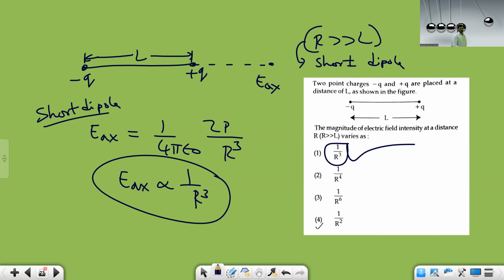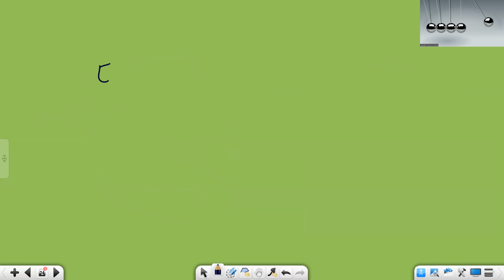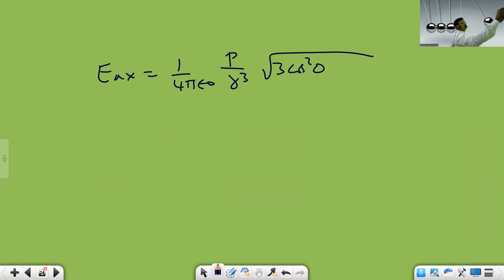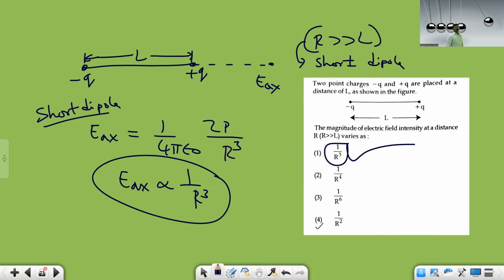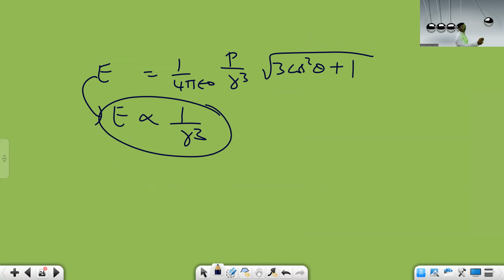For a short dipole at any point, what's the formula we have? E is equal to 1 by 4 pi epsilon naught into p by r cube into root of 3 cos square theta plus 1. Why am I telling the at-any-point formula, sir? Because here they didn't mention whether you have to take the axial line or the equatorial line. They didn't mention, so better to take this formula. So E at any point is nothing but r cube, cube you have to take. I hope you are clear.